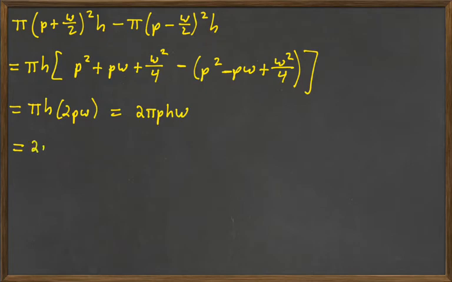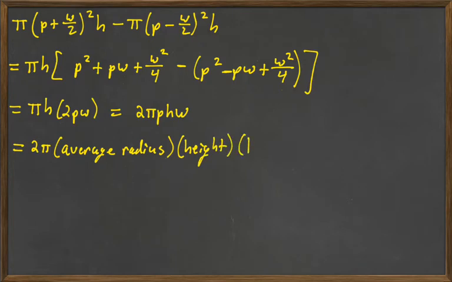Okay, so that's going to be 2 pi. And then p was your average radius. So that's the radius between the outer and the inner radii. Okay, h is the height. And then w was the width or the thickness of the shell, okay?